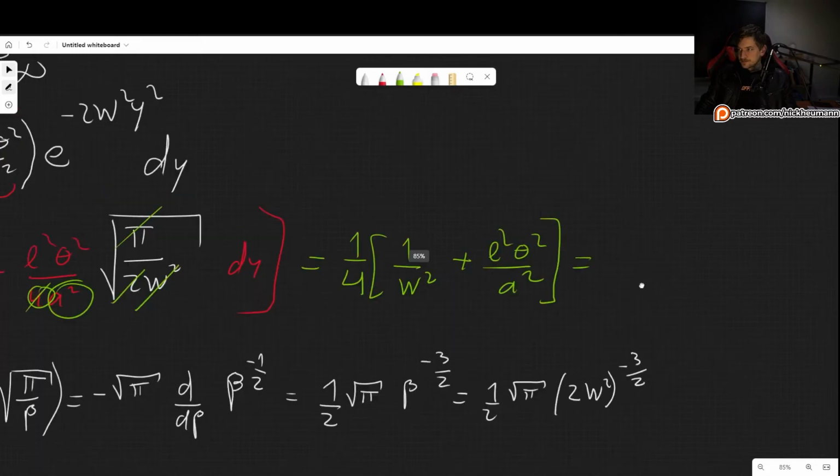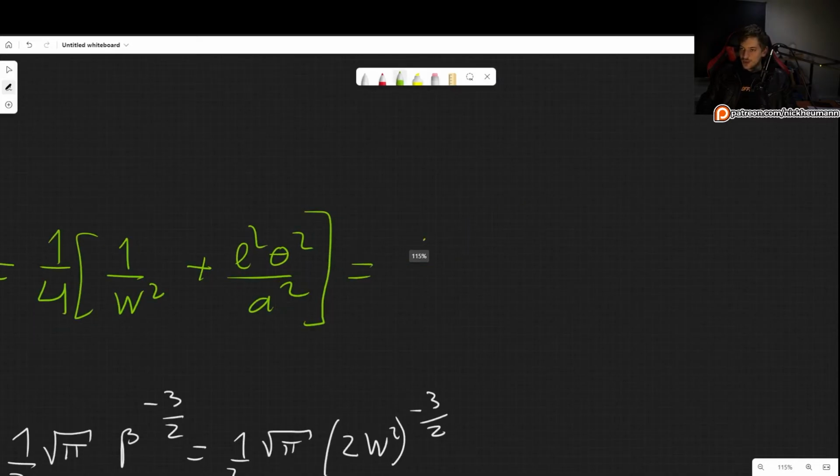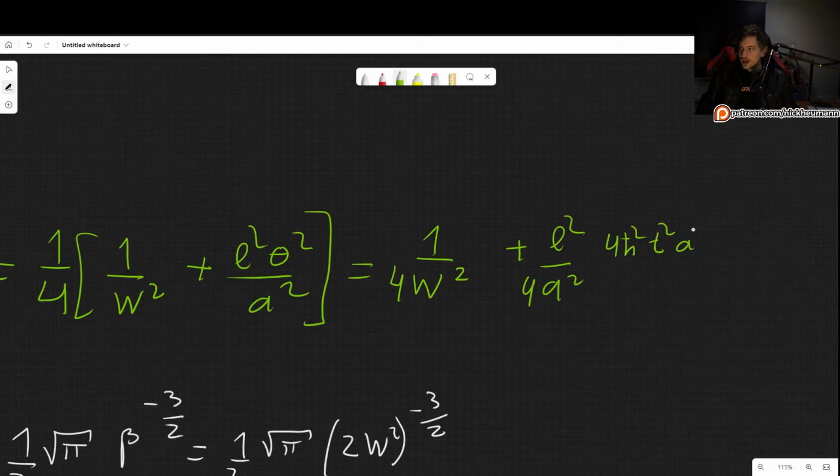Okay. So now we just multiply through. So the first part is 1/4w squared plus L squared over a squared, and now, well, over 4. And now let's put in the value for theta squared. So theta was 2h bar a t divided by m. So we get 4h bar squared t squared a squared divided by m squared.